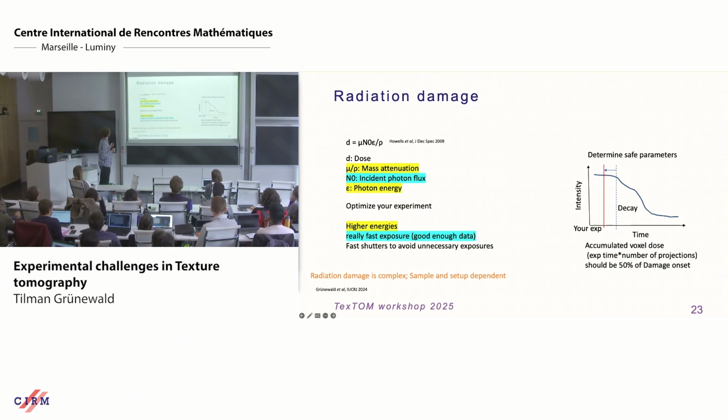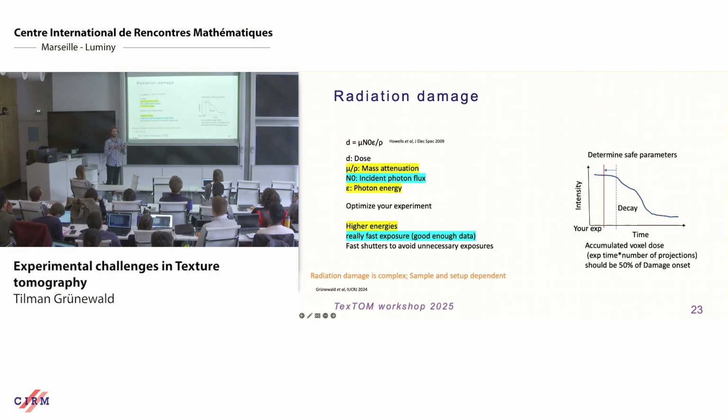That's how you calculate your dose. And these are the handles that you have actually. So one is going to higher energies, playing the mass attenuation card. The other one is going really, really fast. I mean, try to get your detector as fast as it can run, and you will see that you still want it to run faster.